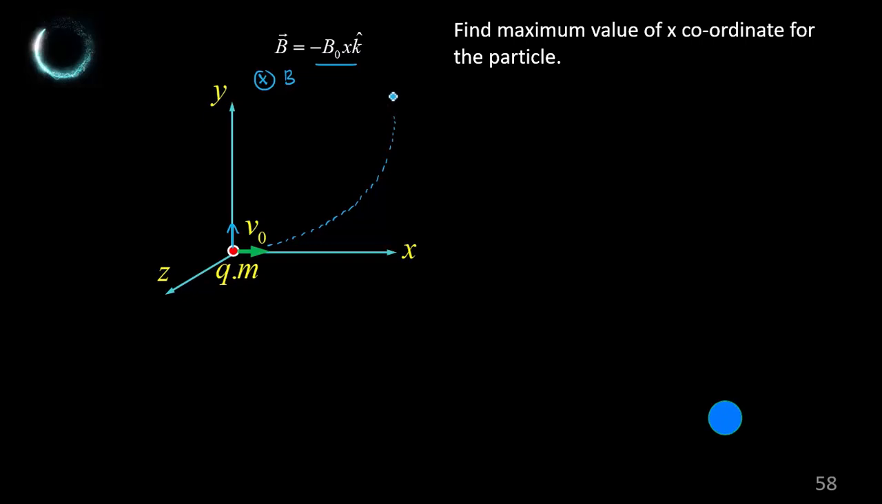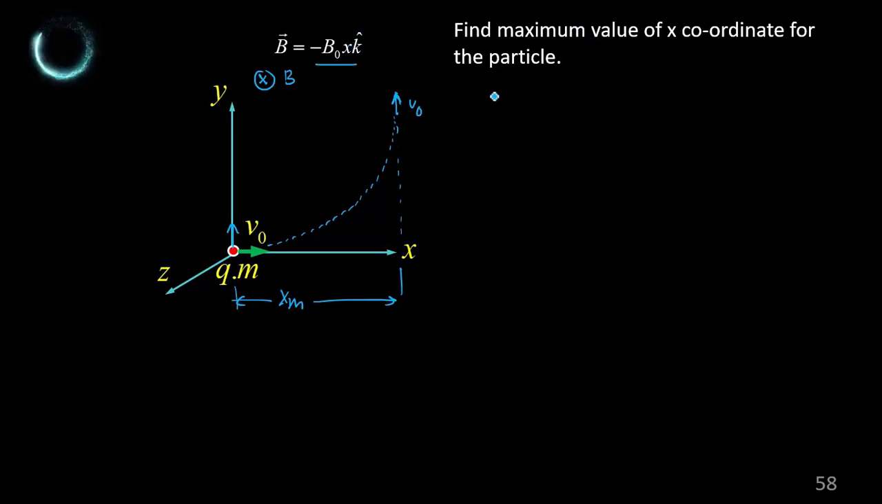It will go on moving like this, and ultimately the particle becomes parallel to the y-axis with a velocity v naught, and that is the maximum displacement of the particle along the x direction. You are asked to calculate this x max. What is the maximum position or displacement of the particle along x? That you have to calculate.